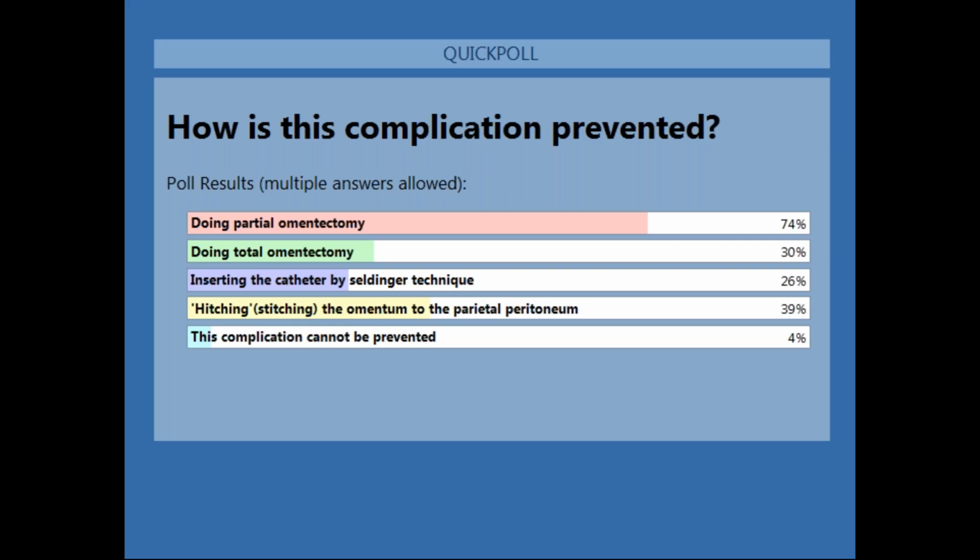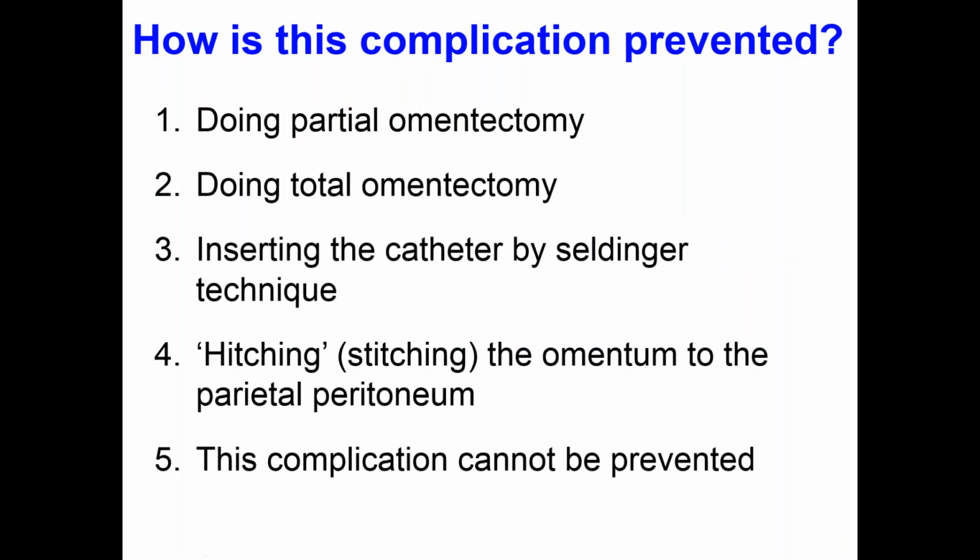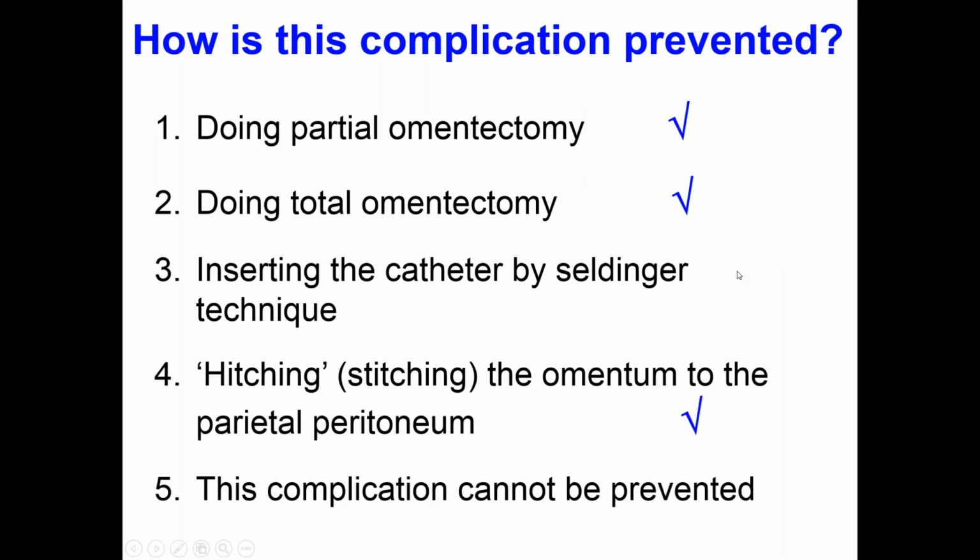I don't know if you can see it on your screen, but what I can see on my screen is that most of you have got the correct answer. Looking at this now, the possible ways of preventing this complication are by doing either a partial or a total omentectomy, or by hitching the peritoneum, so stitching the omentum to the parietal peritoneum. And these are the three possible ways to try and avoid this complication.